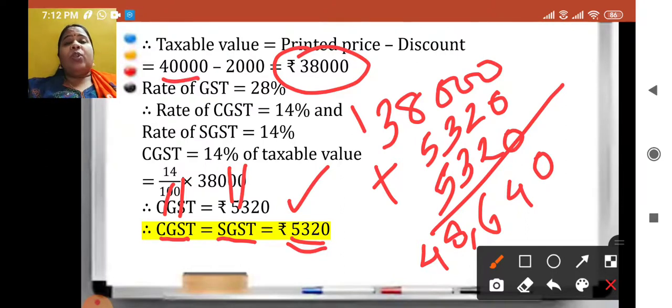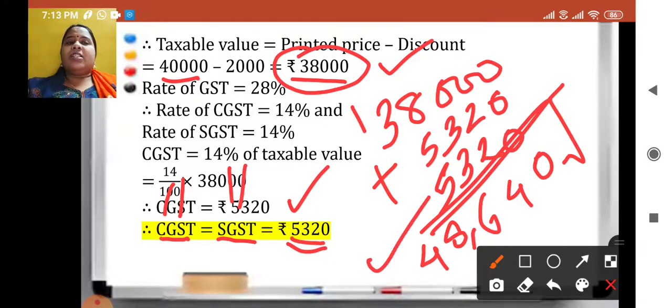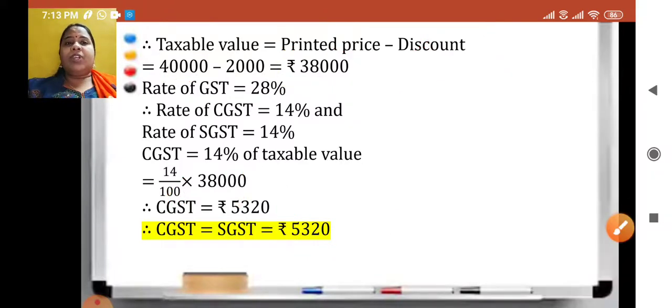The shopkeeper told that he will be giving 5% discount. So the price reduced to 38,000. So the customer must be happy, okay, I'm going to get it for 38,000. But after paying all the taxes and all, the actual price of the machine for him is 48,640. I hope you are understanding all the steps that I am telling you.